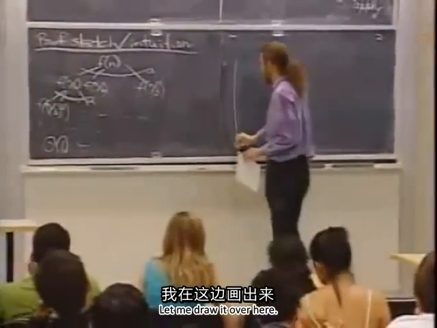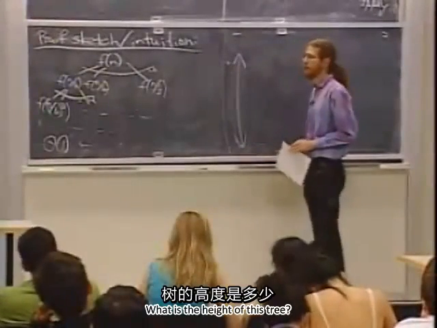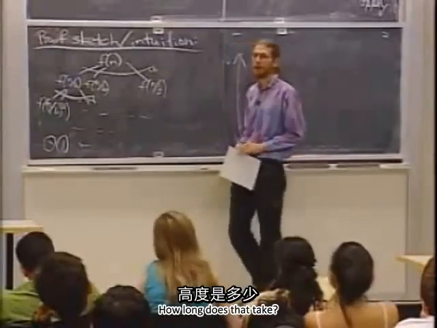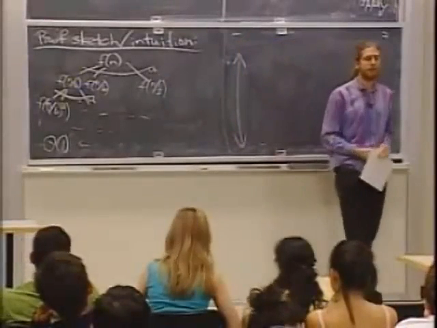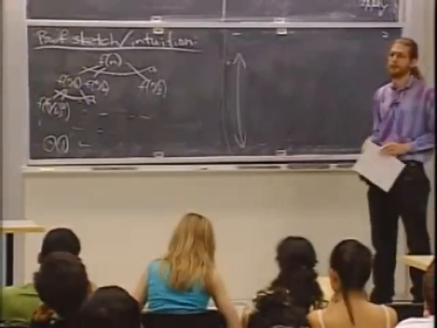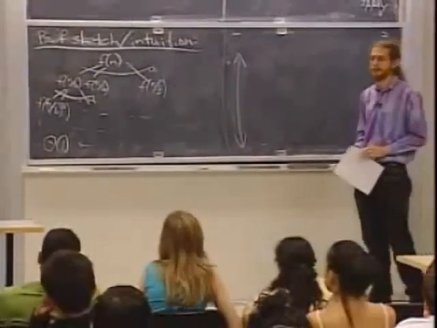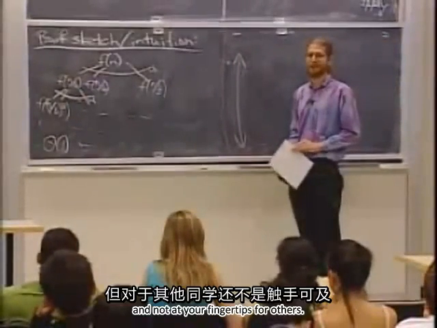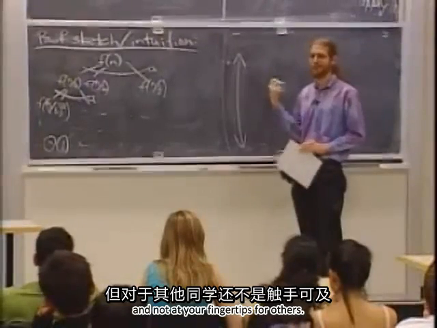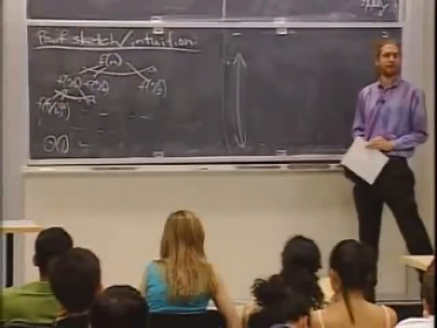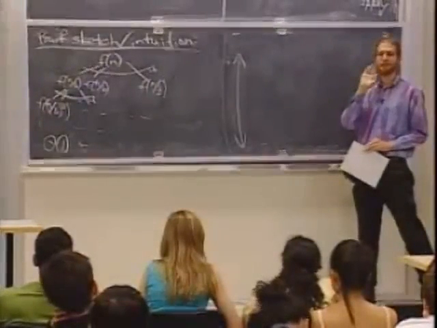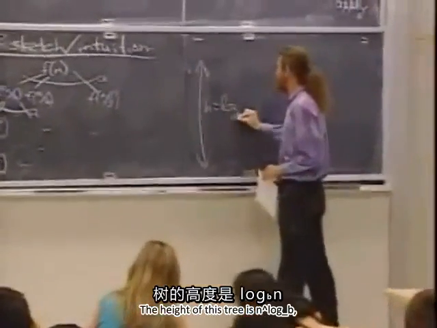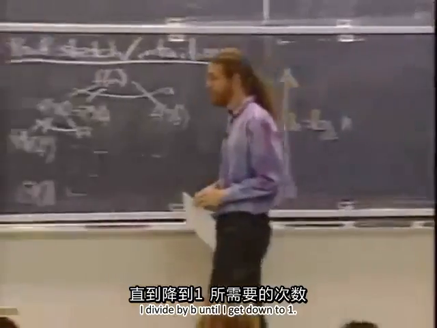Let me draw it over here. So what is the height of this tree? I start with a problem of size n. I want to get down to a problem of size 1. How long does that take? How many levels? This is probably too easy for some and not at your fingertips for others. Log base b of n, good. The height of this tree is log base b of n, because it's just how many times do I divide by b until I get down to 1.